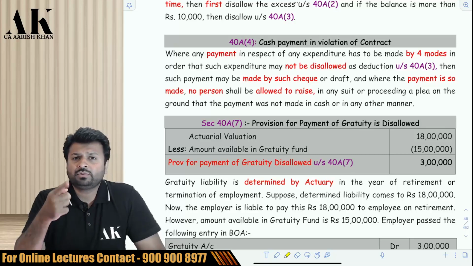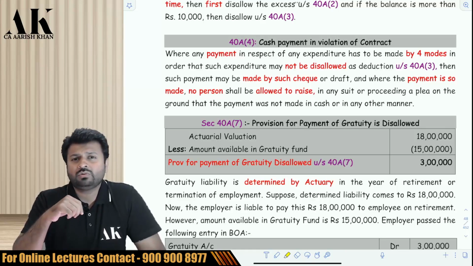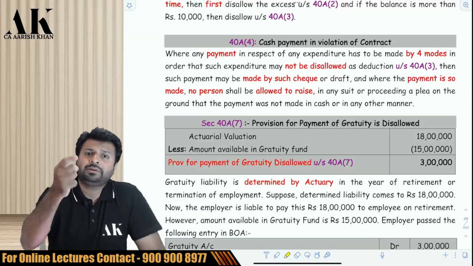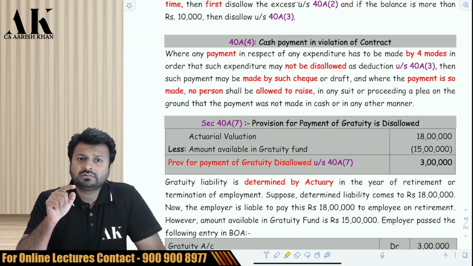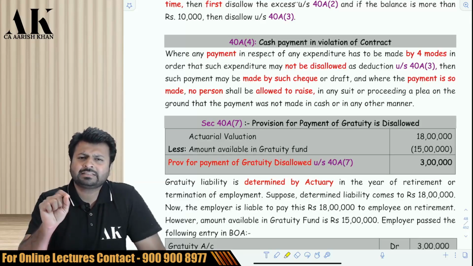Suppose I am a buyer, you are a seller, and we enter into a contract that I will buy a product from you after 2 months. You will sell me a product after 2 months, and in the contract the seller is insisting that I make the payment in cash. I also wrote that I will make the payment in cash and I signed the contract.